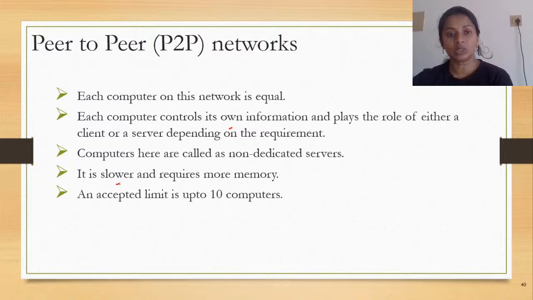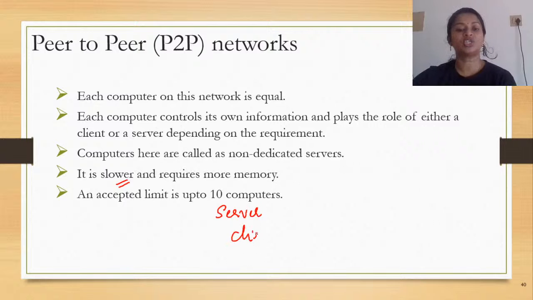Now why is it slower? Because the same system can take up the role of a server as well as the client based on the situation, as in the example that we saw in the previous slide, right? When the same system has to have the functionality of both the server as well as the client, the system tends to get slower and it might require more memory. When it performs the function of a server, it requires more memory. When it takes the function of a client, it takes less memory, right?